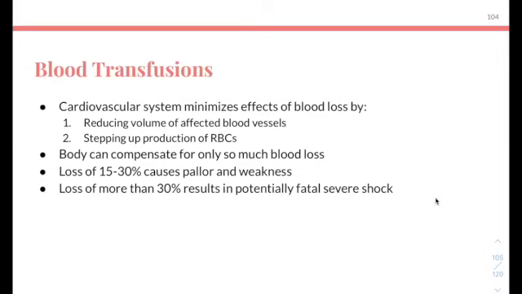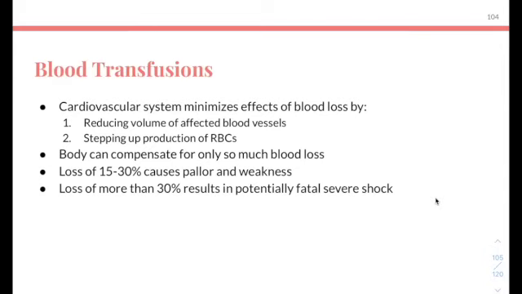So our cardiovascular system tries to minimize the effects of blood loss by reducing the volume of affected blood vessels. When we get to the cardiovascular system, we'll look into that more, but our blood vessels can constrict and send blood different directions. It can also open up certain blood vessels to let blood go to certain tissues when needed. And the cardiovascular system can step up the production of red blood cells. So our body can compensate for only so much blood loss.